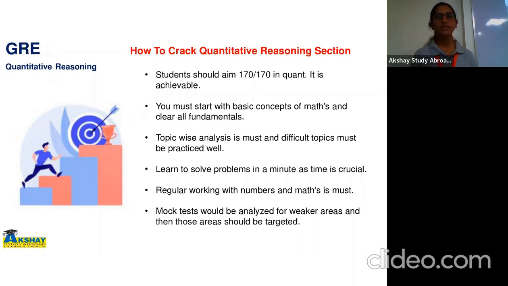Students should aim for 160 or 170 on 170 in quant. It is achievable. So yes, it's very simple to get a good score, that is 170 on 170 in quant. You can aim for that score if you are really good in maths, if you are really good in quant, or if you want to go for a STEM program. They will only see your quant score in the engineering field and for STEM programs. If you are planning that, then you must start with the basic concepts of math and clear all fundamentals.